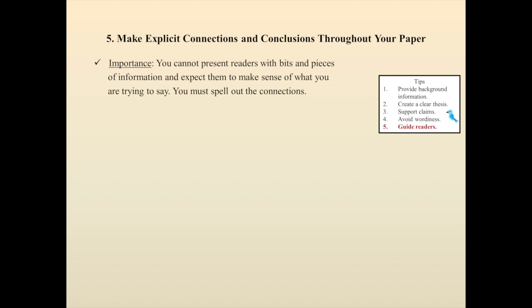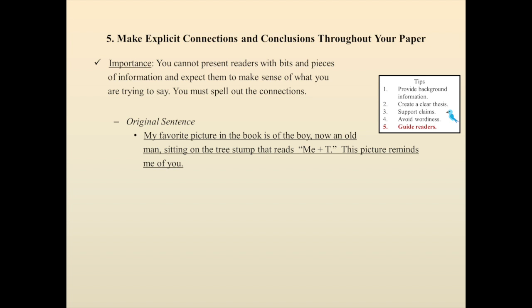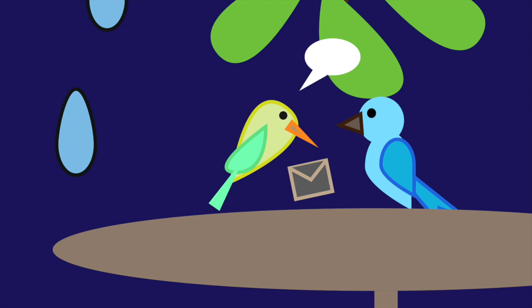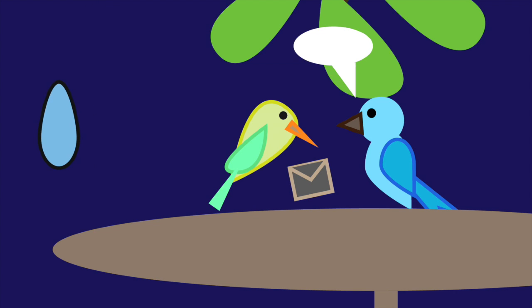You cannot present readers with bits and pieces of information and expect them to make sense of what you are trying to say. You must spell out the connections. Let's discuss the underlined sentence. This sentence is confusing. Why does the tree stump with the carving remind you of your brother? Do you mean that you and your brother like to carve your initials on trees? No, that's not what I meant to say. See, our interpretations differ. You must spell out your connections to readers.